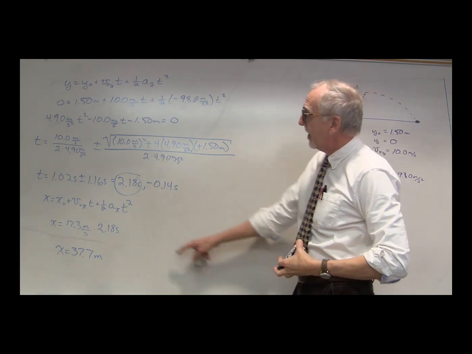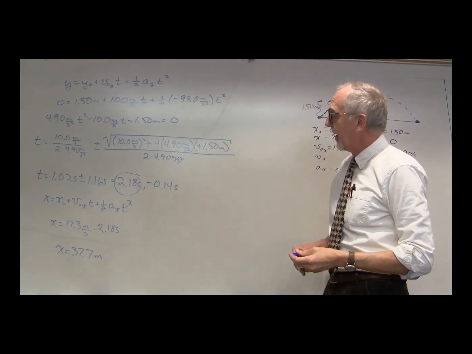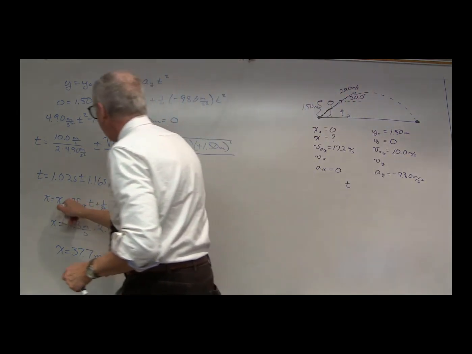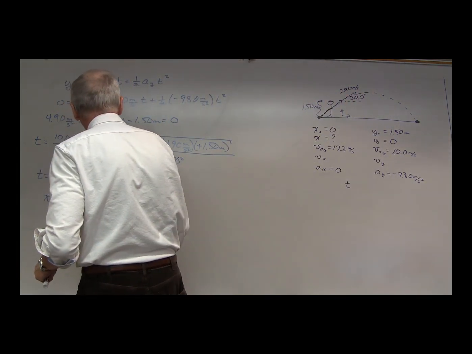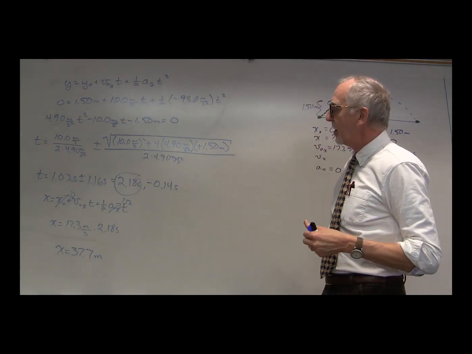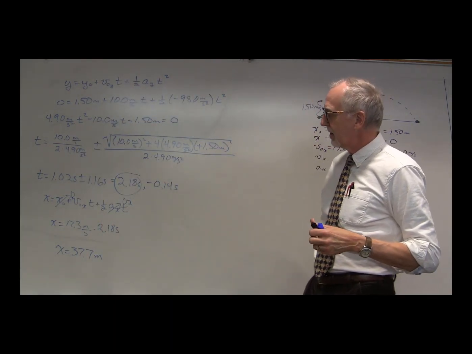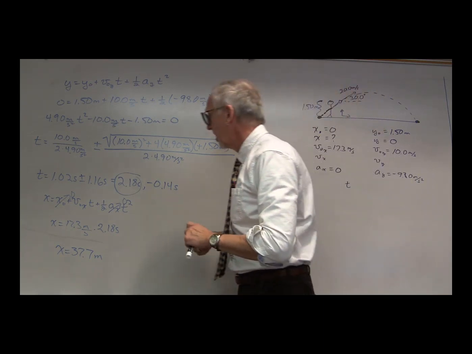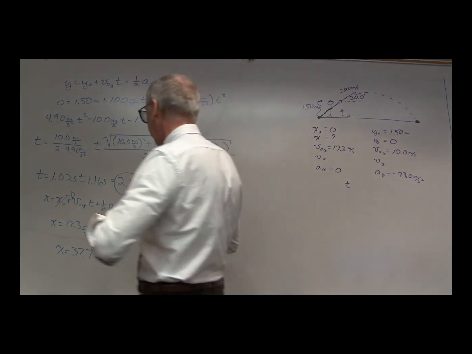So we've got x equals x naught plus V naught x t plus 1/2 ax t squared. We know x naught is 0, we know ax is 0, so all we're left with is x equals V naught x, 17.3 meters per second, times t, 2.18 seconds, or x equals 37.7 meters.